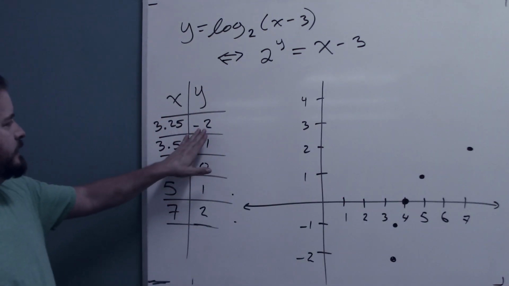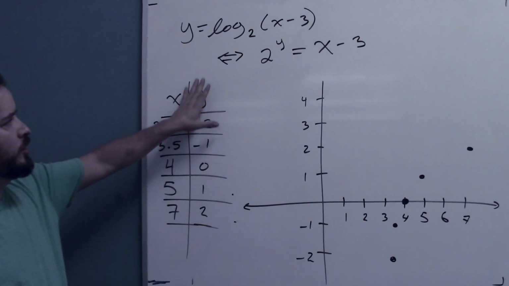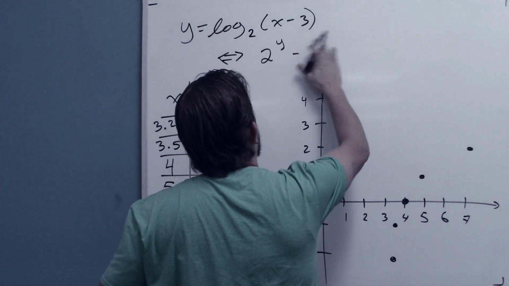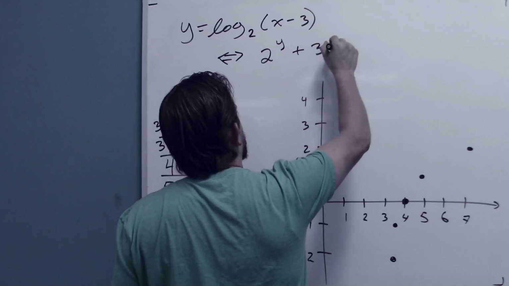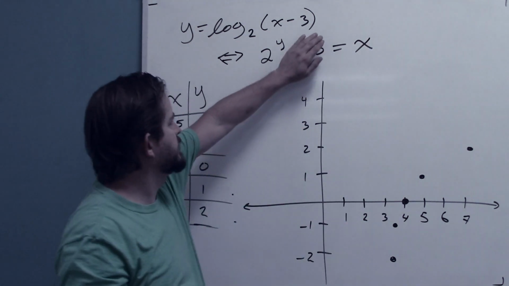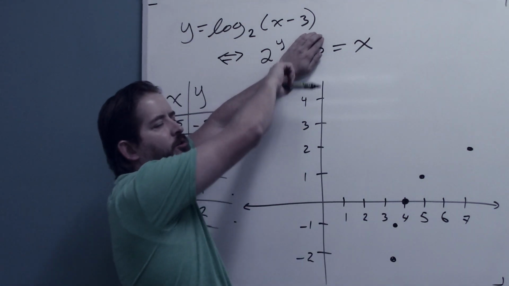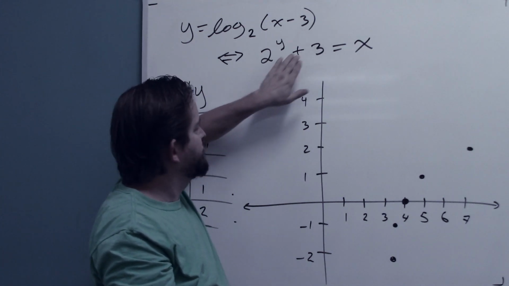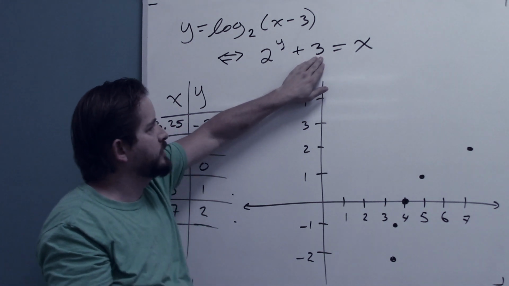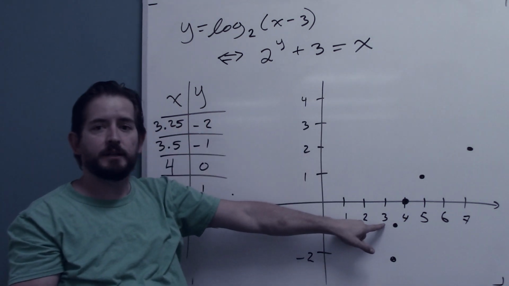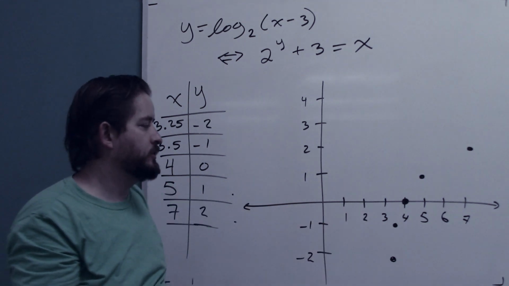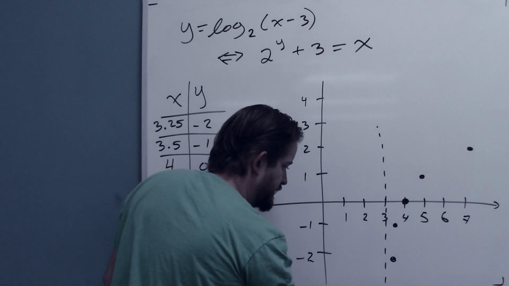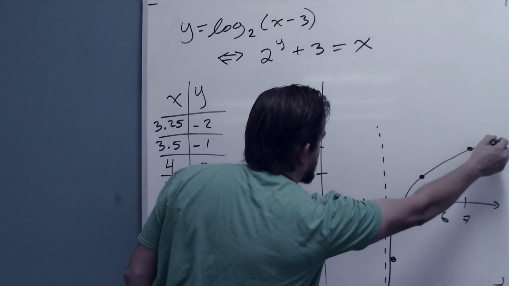And you can see as I get more and more negative values for y, if we ignore this 3 for a moment, the smaller and smaller y gets, the more negative it gets, the closer 2 to the y gets to 0, and therefore the closer the entire 2 to the y plus 3 gets to 0 plus 3, or 3. And so now I'm asymptotically approaching the line x equals 3. And so I asymptotically come off of that line and then make my shift to the right.